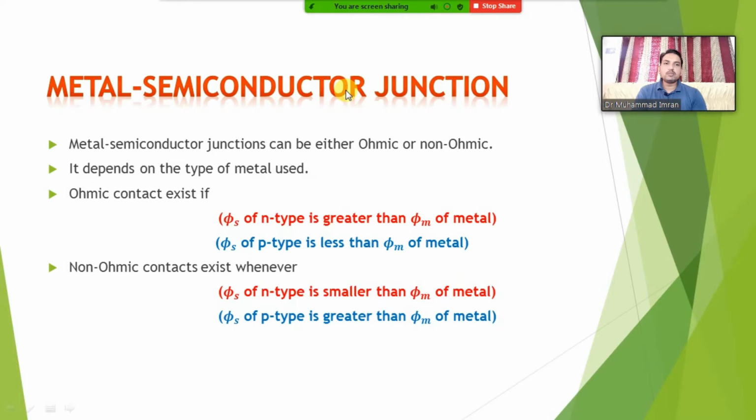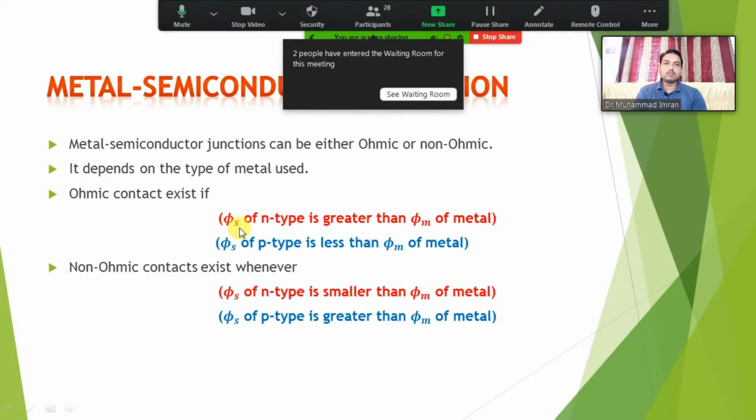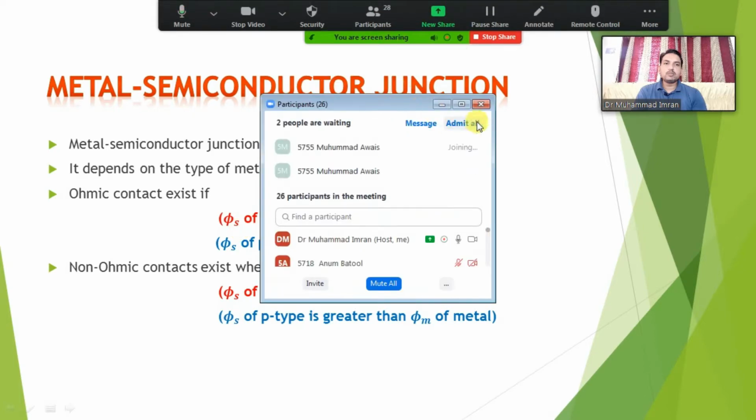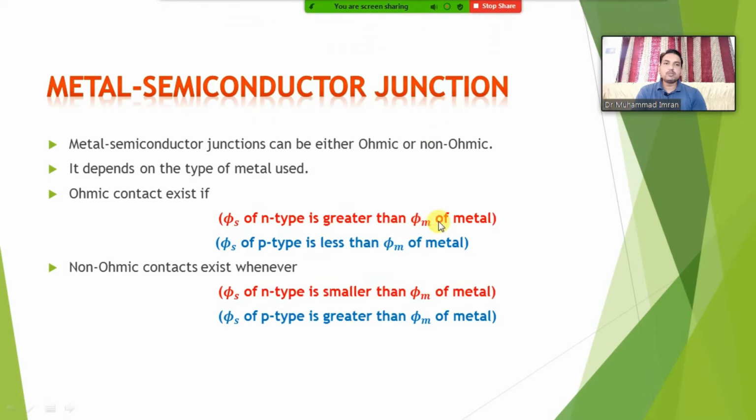To make an ohmic contact, you have to fulfill one of two conditions. If phi s, the work function of the semiconductor, is for an n-type semiconductor greater than the work function of the metal, then your contact will be ohmic. Or for a p-type semiconductor, if the work function of the p-type semiconductor is less than the work function of the metal, then again you have an ohmic contact.